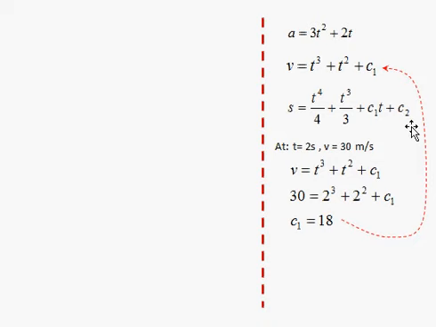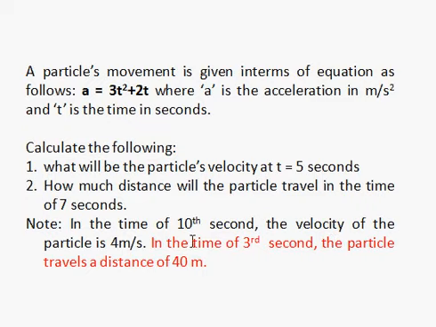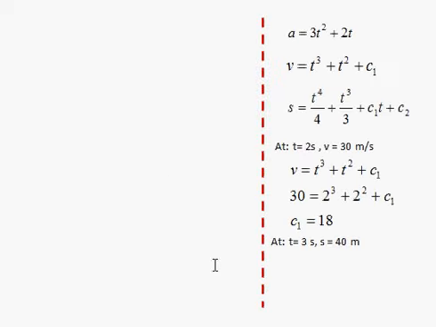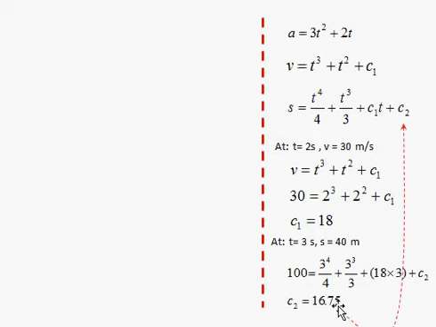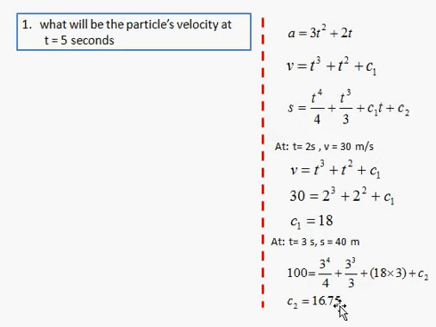And let's go back to the question again. In the 3rd second, the particle travels a distance of 40 meters. Let us take that given data, which is based upon the distance. Let us utilize the equation for distance, and substituting the given data in this equation, we find the value of C2. Now moving to the problem.